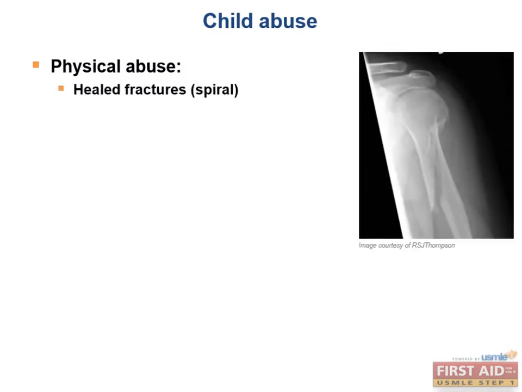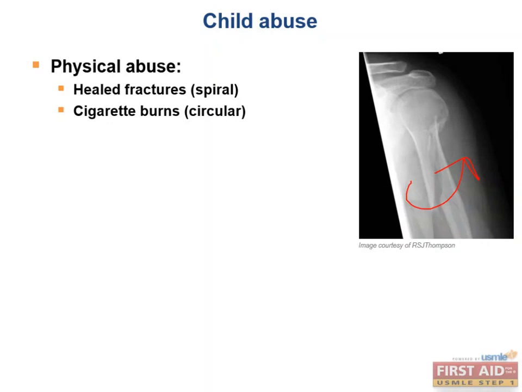All right, now let's talk about the very sad case of child abuse. It's not only a boards-relevant topic, but it's also very important for your clinical experience. There are two main types of child abuse that you'll be expected to understand: physical abuse and sexual abuse. So physical abuse can manifest as a child with multiple healed fractures on X-ray. Types of fractures can include helical or spiral fractures, which are caused by a twisting motion when the child's limb is violently twisted.